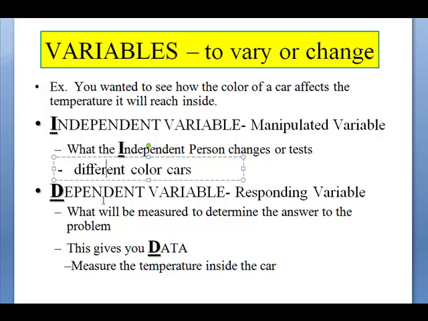And then dependent is the data that gives me the answer to the problem. I might measure how long they've been in the sun. I might measure the temperature outside. I might measure the temperature that the cars were before they were put into the sun. But what is most important is the data that answers the question, which in this case might be final temperature or overall temperature change inside the car.